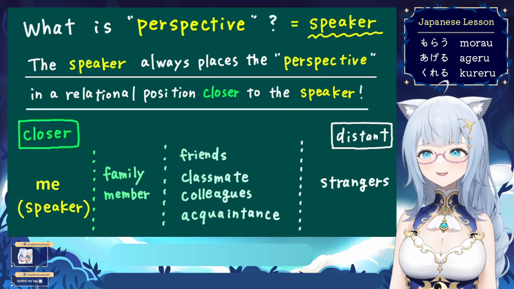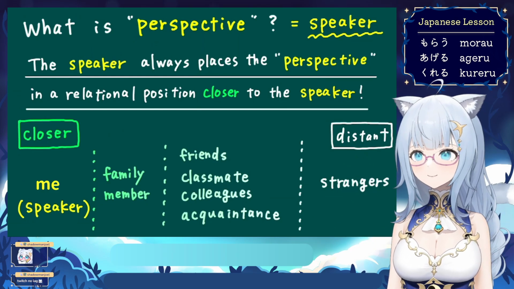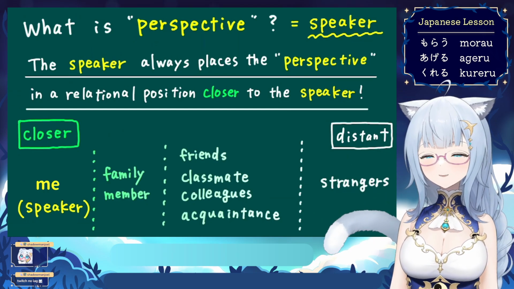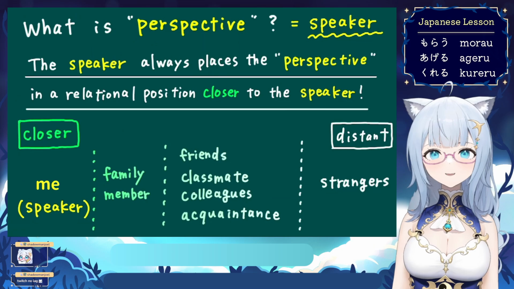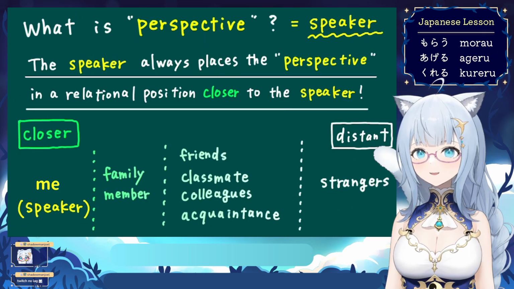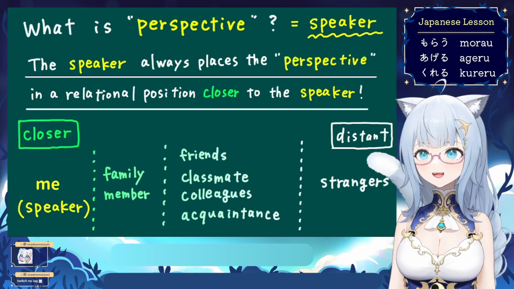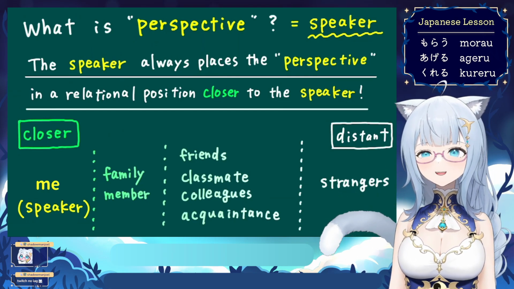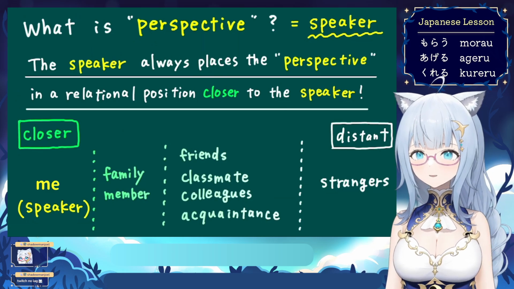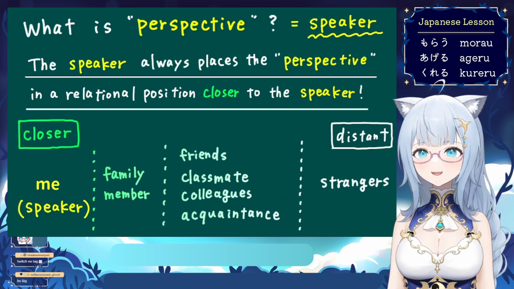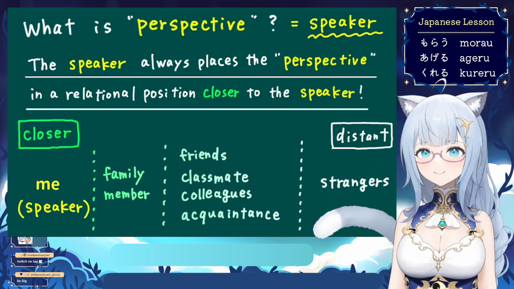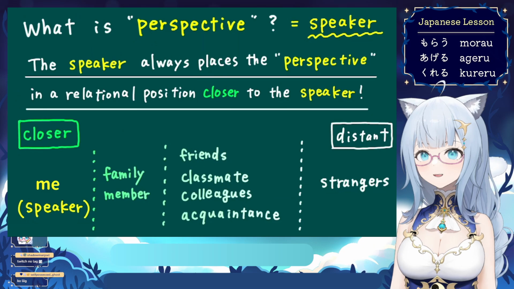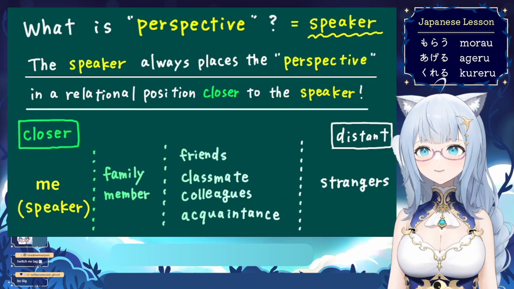This is a little bit connected to Japanese culture. The second layer is family members, and the third layer is friends, classmates, colleagues, acquaintances, like everyone who I know. Even if it is not a too close relationship, you can say acquaintance. And the farthest, the most distant, is a stranger, everyone who I don't know.